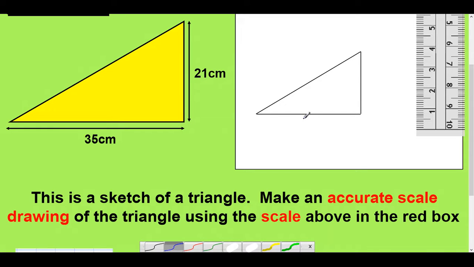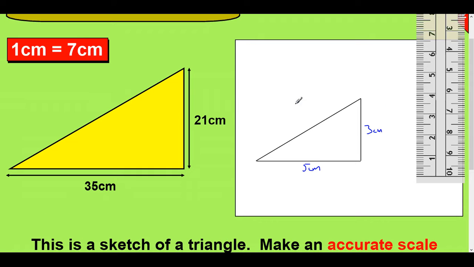Okay, then you can put your measurements in. 5 centimetres, 3 centimetres. And I always like to finish it with the actual scale. So 1 centimetre equals 7 centimetres.